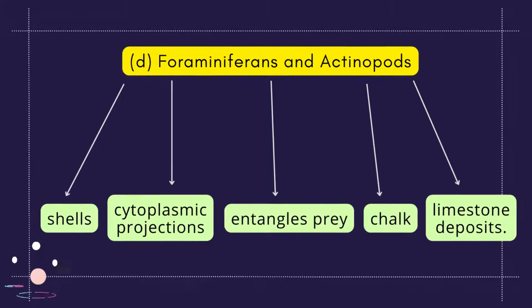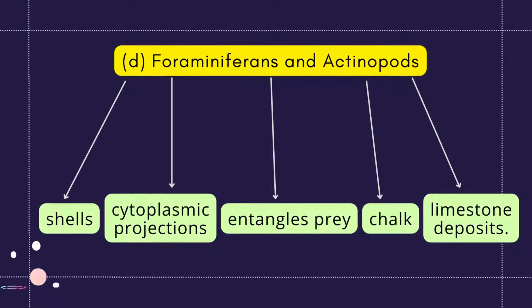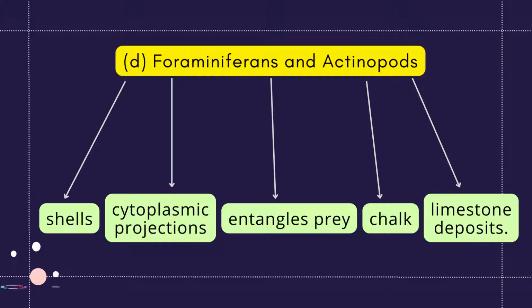In foraminiferans, we discussed that foraminiferans and actinopods both have shells. The shell of foraminifera is made of calcium, while that of actinopods is made of silica. Both have pores in the shell through which cytoplasmic projections extend. These cytoplasmic projections form a sticky net and help in entangling prey. The dead foraminiferans deposit at the bottom of the water body in which they are present, and gradually first form a gray mud, then convert into chalk. Chalk and limestone deposits are formed in huge quantity.